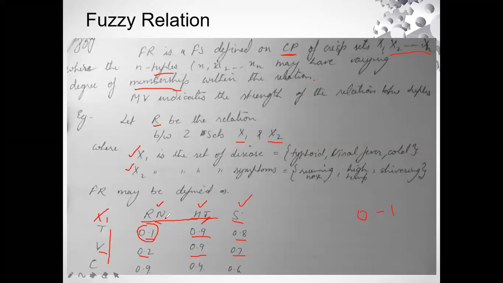Now you can see the running nose has the maximum degree of truth with the cold. Obviously when you have cold you will be having the runny nose. So that is why you can see cold as the row and running nose as the column. This particular element has the maximum relation between the two sets. And which is the least? Least is again the running nose with the typhoid. So this is how you read a matrix, or this is how you define the fuzzy relation on the basis of two fuzzy sets. Fine.